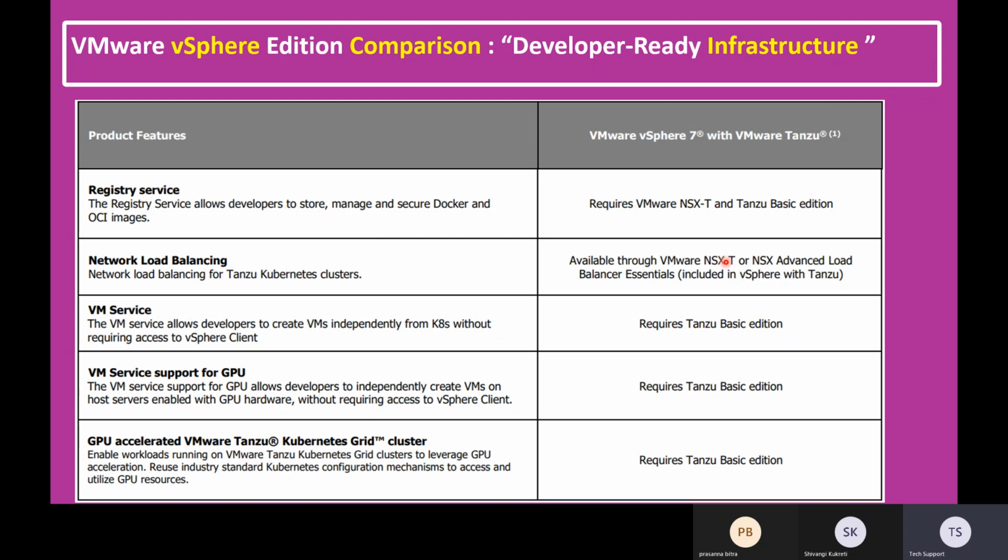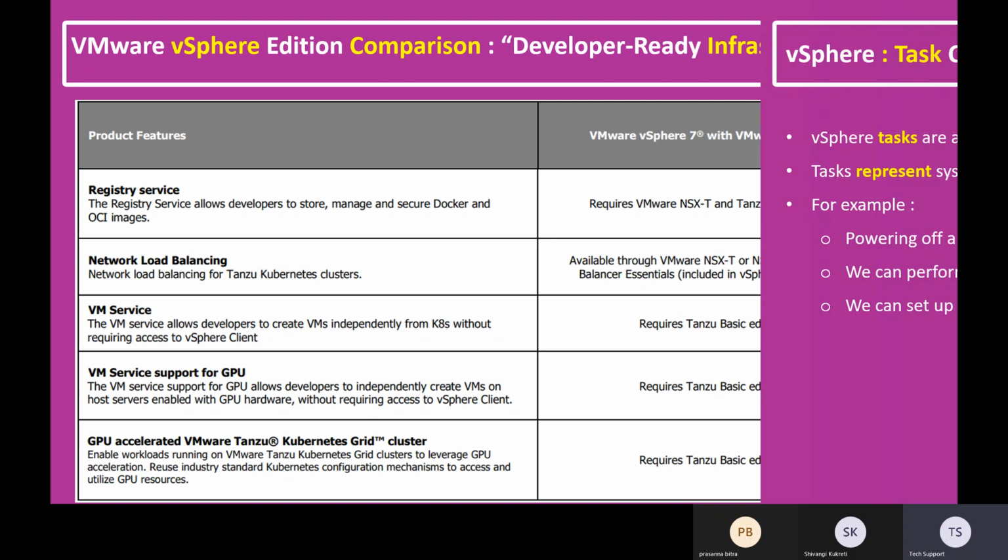Okay, so at the end of the day, all of these products we need to buy a license from the official VMware website. Now, until now we talked about the licensing mechanism, how the license metrics work, and the main features in the vSphere license edition comparison between Standard and Advanced. Now we're going to talk about another vSphere concept, which is the task console.